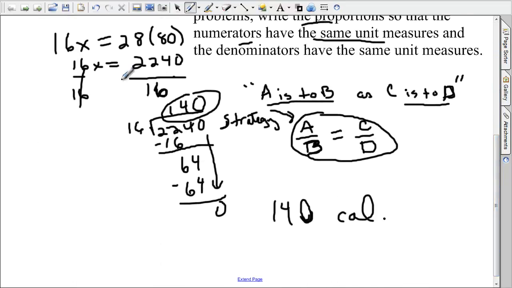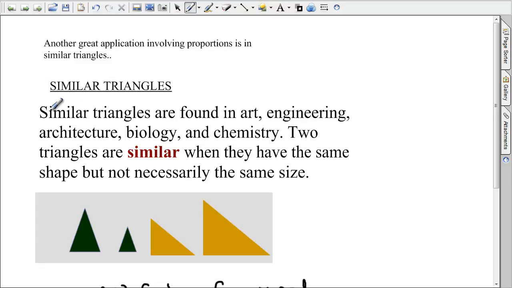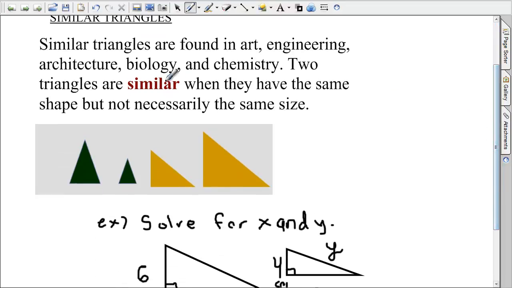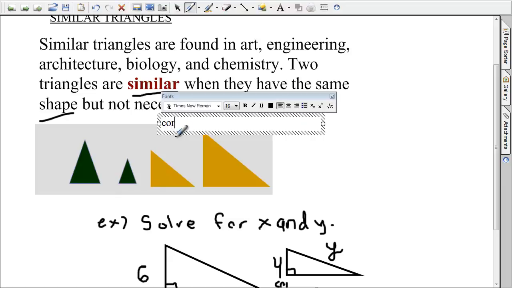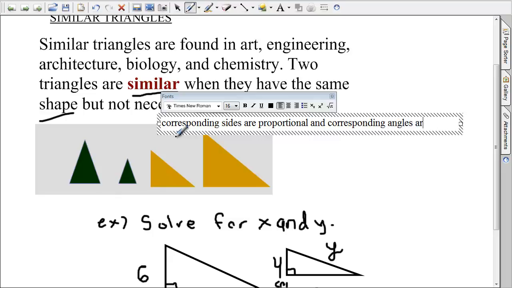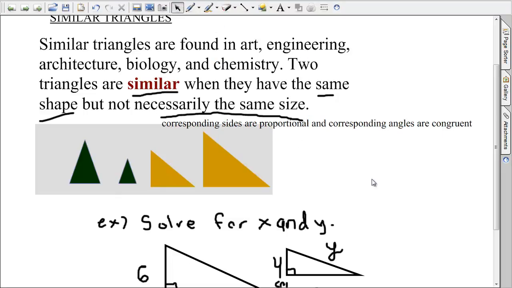All right, let's try the next one. Similar triangles. Similar triangles are found in art, engineering, architecture, many, many places. If it's been a while since you've heard the word similar, it doesn't mean congruent. It means they have the same shape, but not necessarily the same size. So note to self, corresponding sides are proportional and corresponding angles are congruent. So that's just a little note if you're rusty.